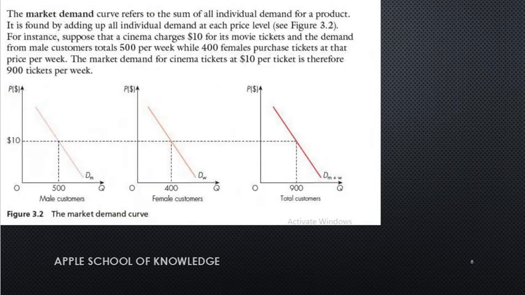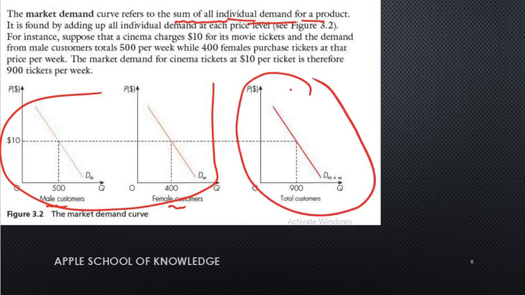Okay, let's move on. Another concept: what is market demand? Market demand is actually the sum of all the individual demands for a product. Let's say we have here the male customer and the female customer. If we take the sum of all these, then we have the total customer demand, and that is called market demand. Okay, this is the market demand.